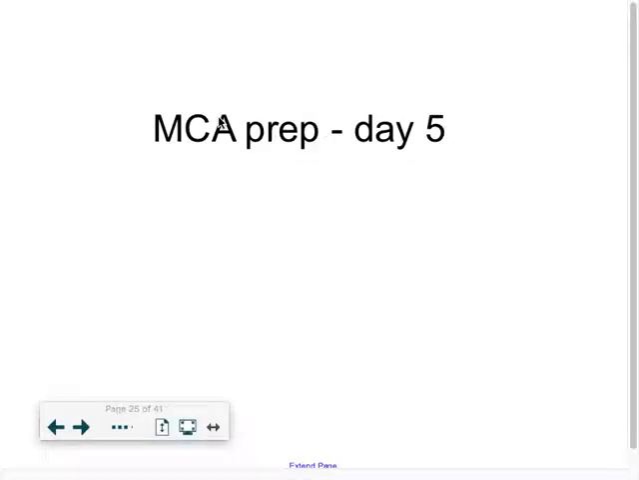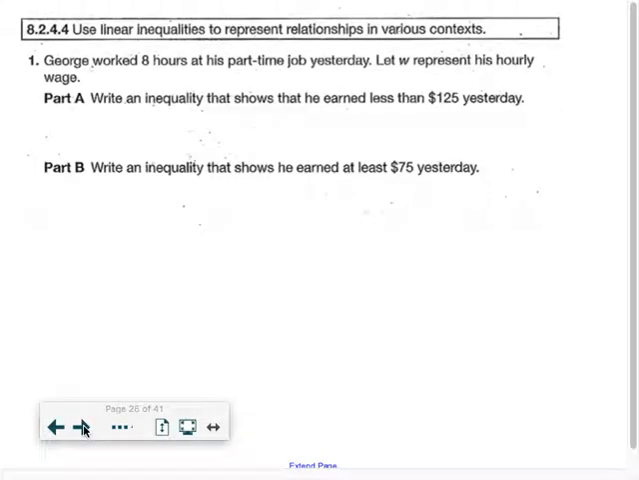MCA Prep Day 5. Our first benchmark today is 8244. Use linear inequalities to represent relationships in various contexts.